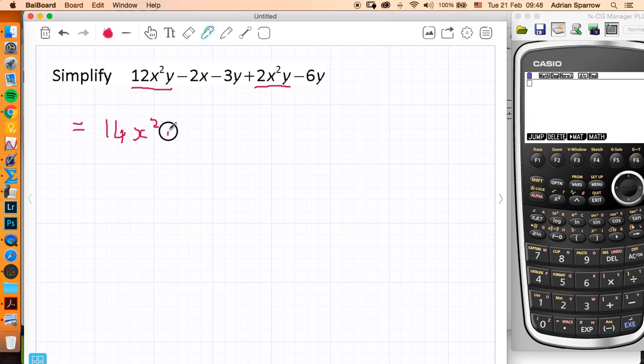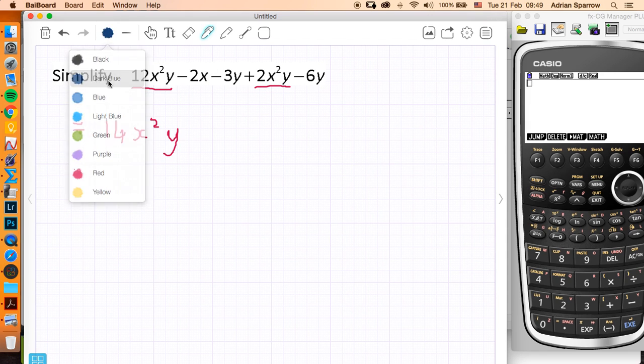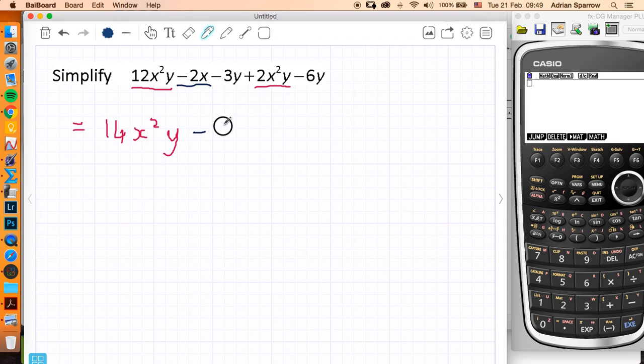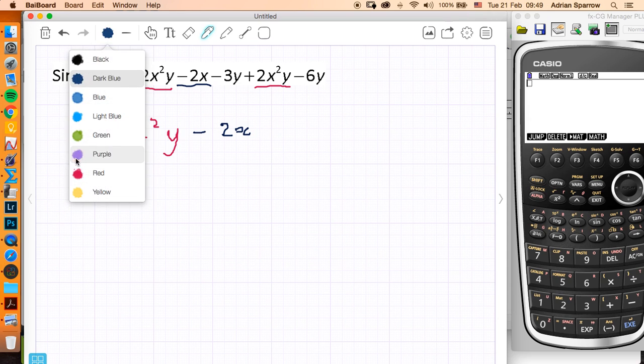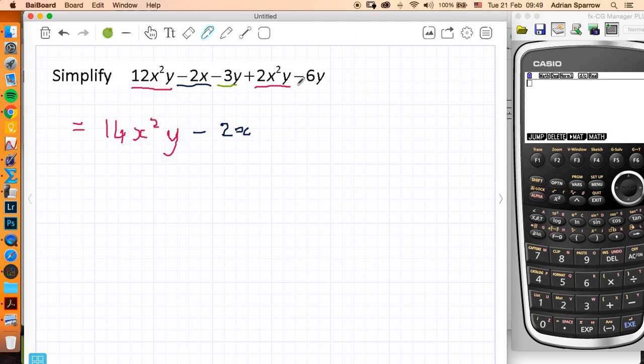x squared y's. Now I've got minus 2x here, and nowhere else have I just got x on its own. So this one here, minus 2x, that's going to stay exactly like it is. There's nothing I can do with that. These minus 3y's and minus 6y, they're both y and y only, nothing else with them. So I'm going to add minus 3 and minus 6 to give me minus 9y. So we're only adding the x squared y's with more x squared y's, the x's with more x's, and the y's with more y's.